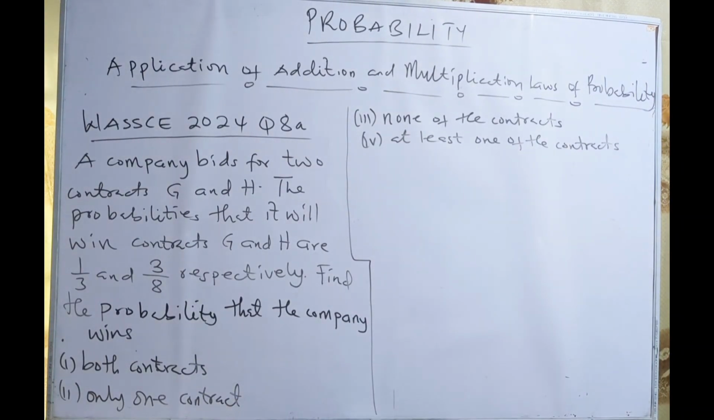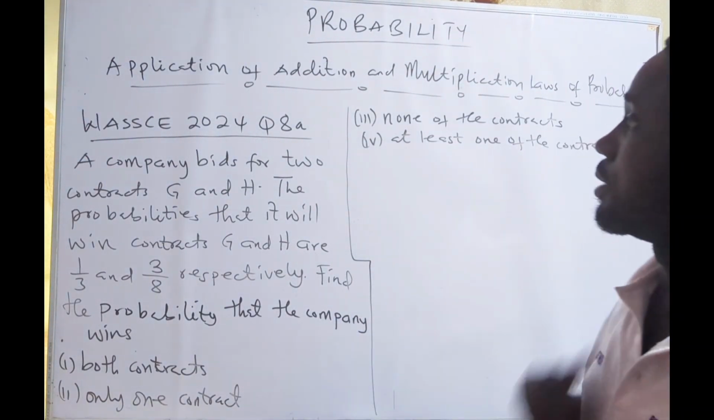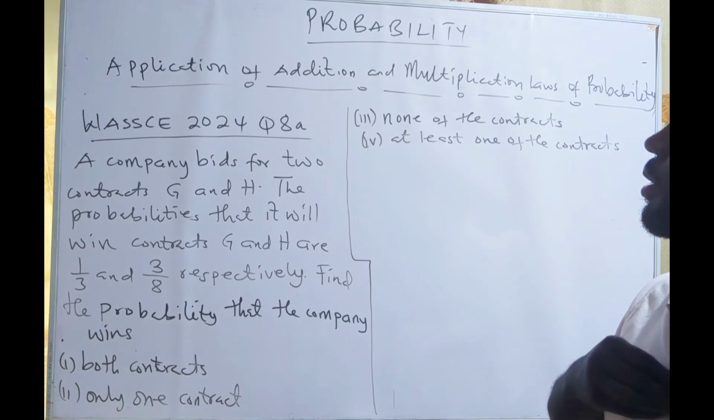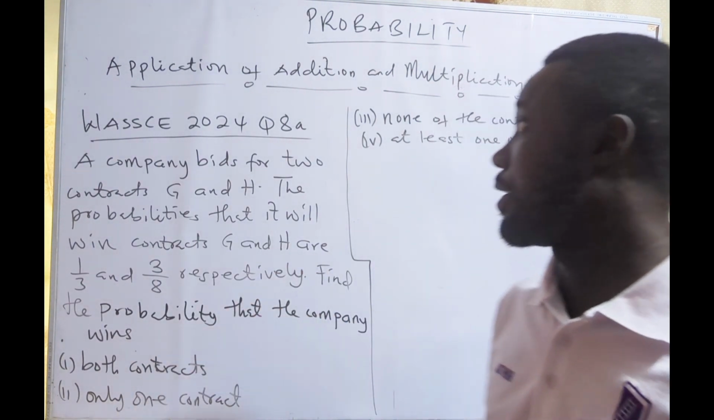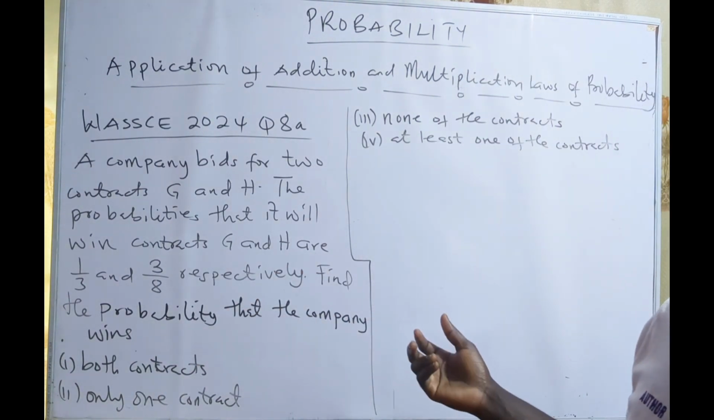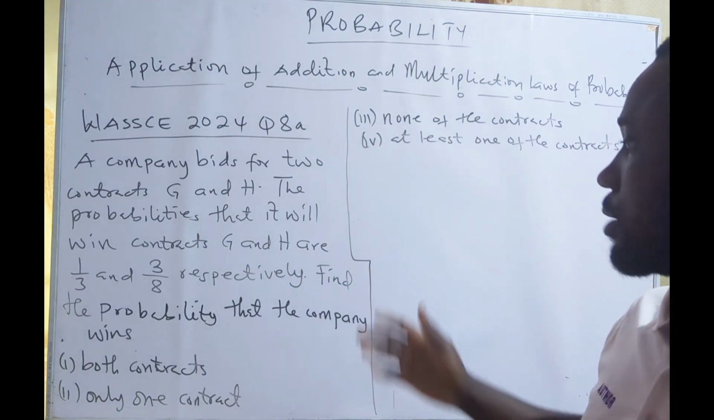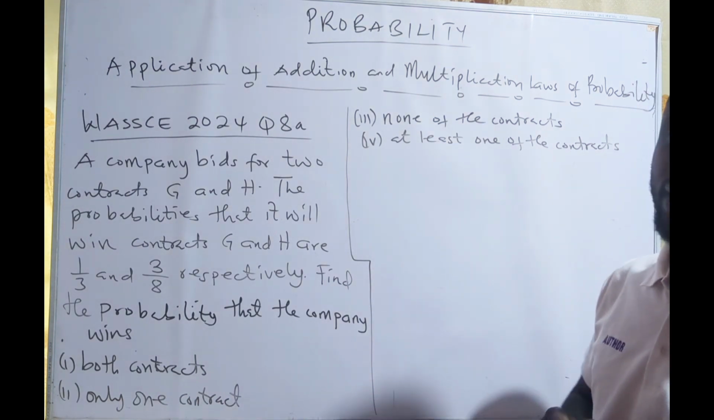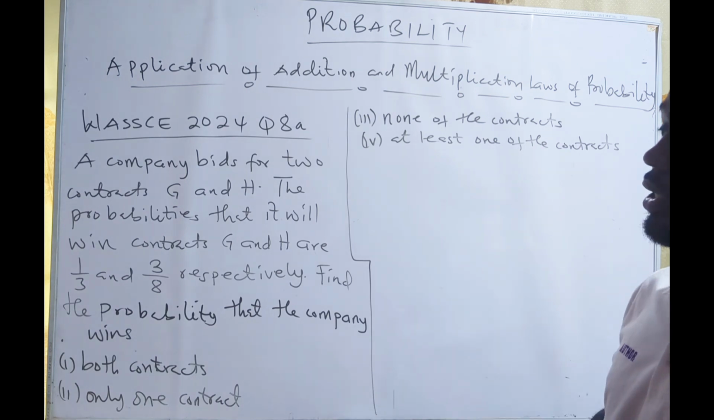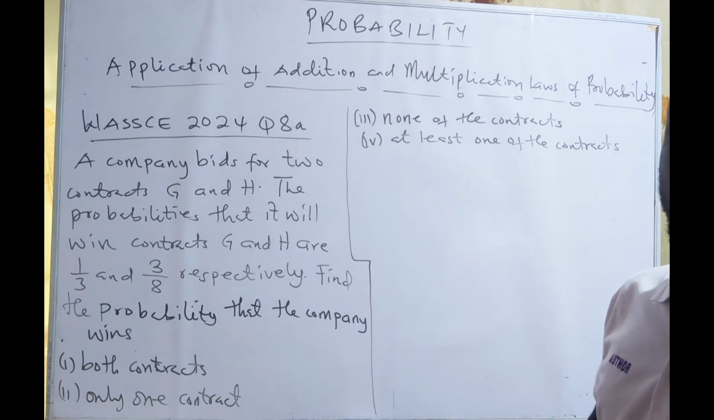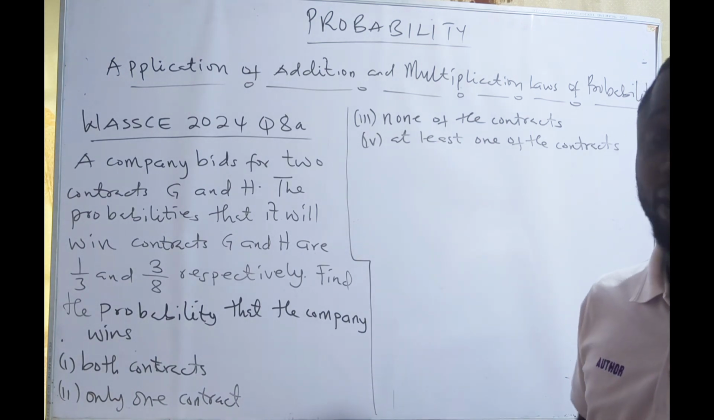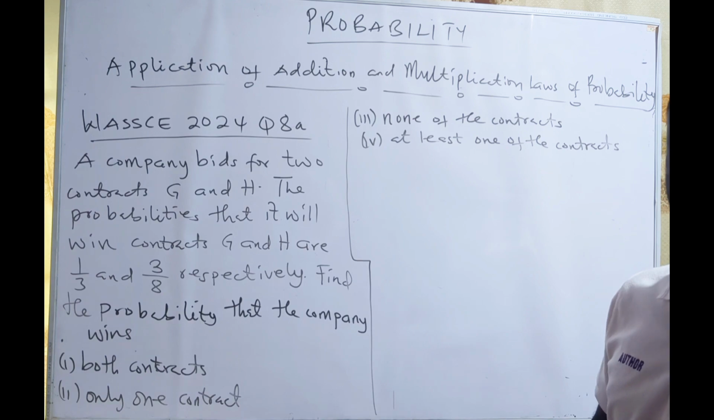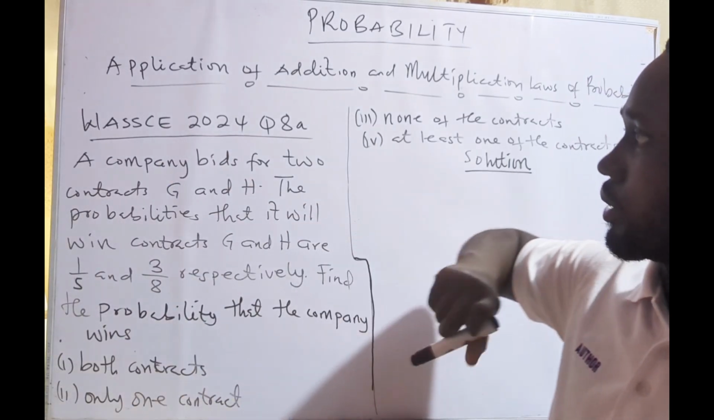Hello, let's continue our lesson on probability as we consider this question: application of addition and multiplication laws of probability. So here we are going to look at where we are given a probability of an event, and then we'll be asked questions on the probability that is given. When you are answering questions on this, anywhere you see "and", you apply multiplication. When you see "or", then you use what? You use addition. Let's look at the question here.